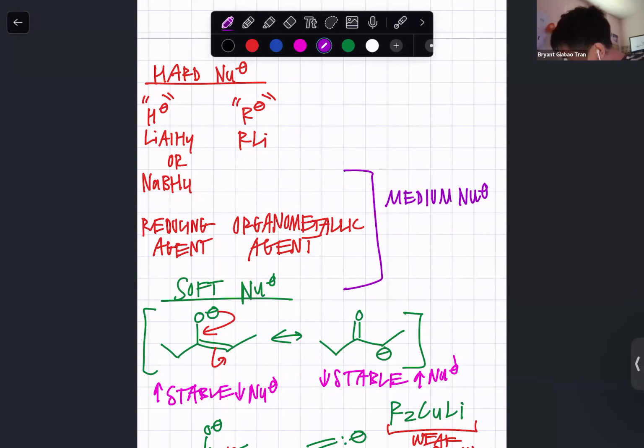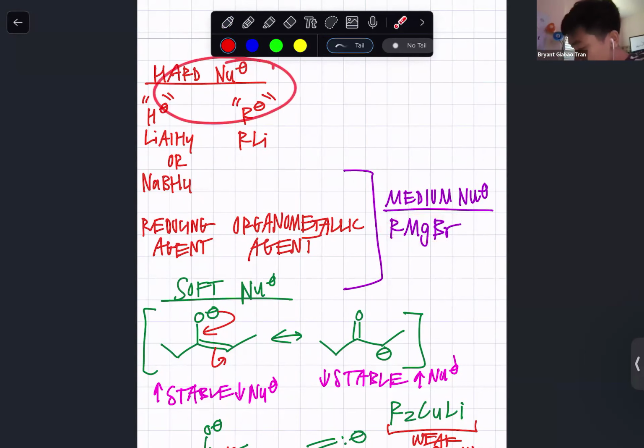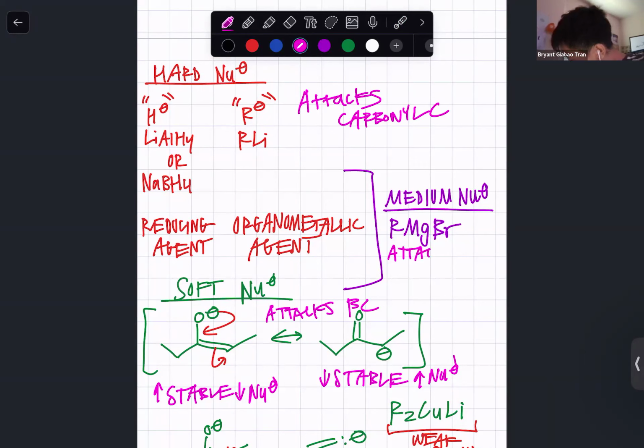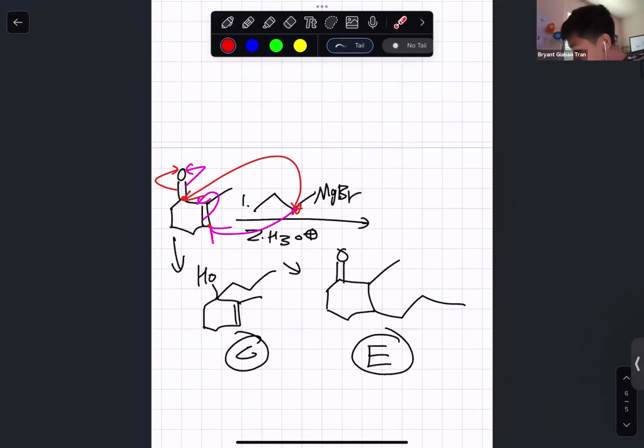For Levin's class, it is RMgBr, which can attack the carbonyl carbon and the beta carbon of the enone. The hard nucleophile attacks the carbonyl carbon, the soft nucleophile attacks the beta carbon. The medium nucleophile attacks both the carbonyl and beta carbon, giving you a mixture of products, right? Which is RMgBr.